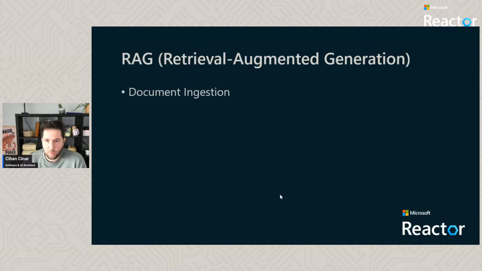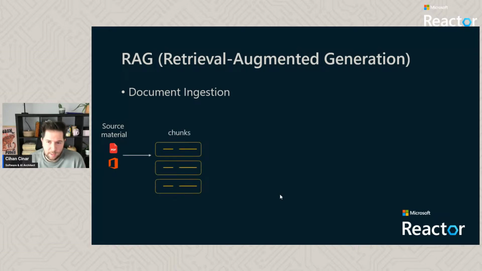So let's start with the document ingestion. We are starting with all of our source material, which can be PDF or Office, depending on the solution you are working on, and you will have to convert this. This is a simple way to do it: convert it into chunks. You can have a few chunking mechanisms, but the basic one is, if you have 10 pages for a PDF, you will have a chunk per page. So we'll just extract the text from each page and put it in a chunk.